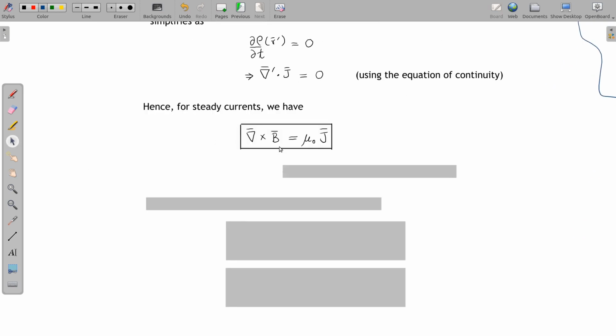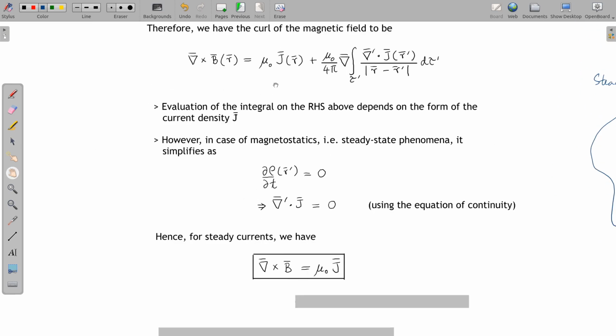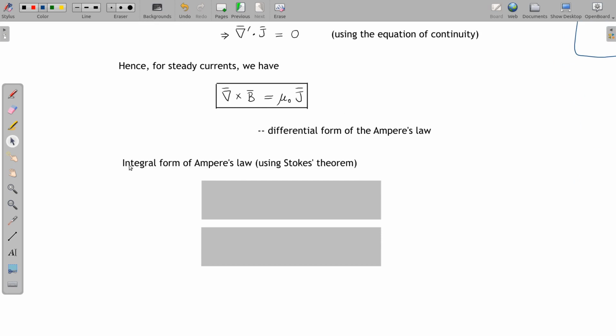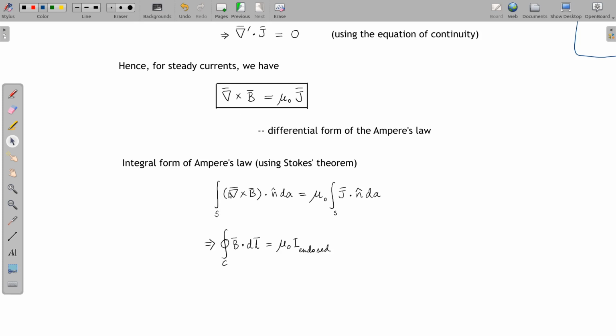So for steady currents, the curl of B is simply equal to mu naught into J. This gives us the expression for the curl of the magnetic field, the so-called differential form of Ampere's law. From there, just one step, you can find the integral form of Ampere's law using the Stokes theorem. You integrate both sides over some arbitrary surface S. By using the Stokes theorem, the surface integral of the curl of B on the left hand side becomes the line integral of B over a closed loop. On the right, because this is the flux of J, it gives us the current which is enclosed. So this is the integral form of Ampere's law.